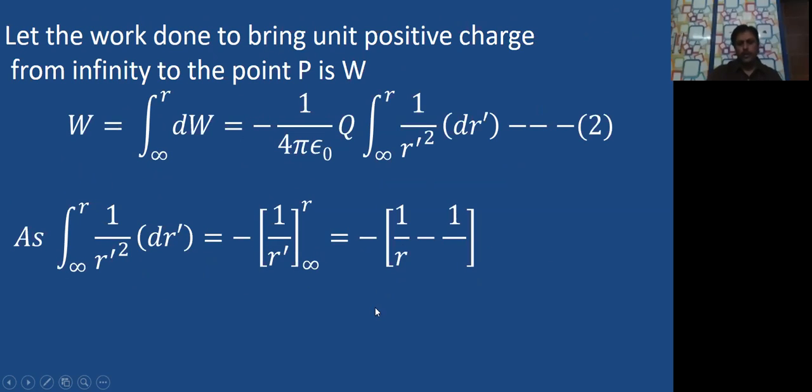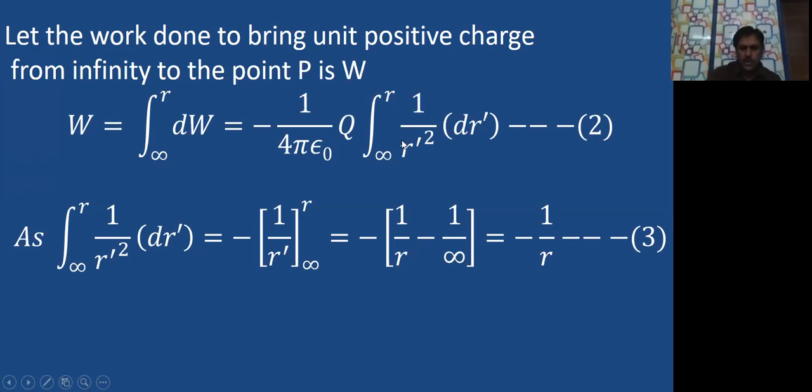Now you see carefully, children. W is equal to integral dW from infinity to r. Now in this, from the previous equation number 2, 1 by 4 pi epsilon 0 is a constant, so keep it outside. Minus anyhow I will bring outside. Q is outside. Then what is the variable which is remaining? r dash is the variable which we are integrating. So 1 by r dash square integral dr dash is the integral which we have to calculate.